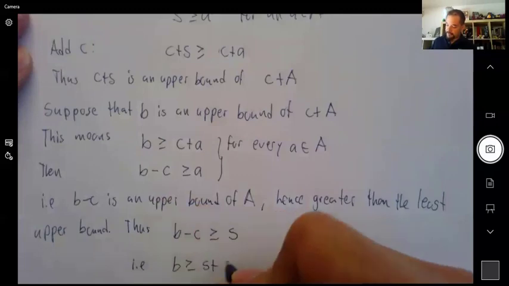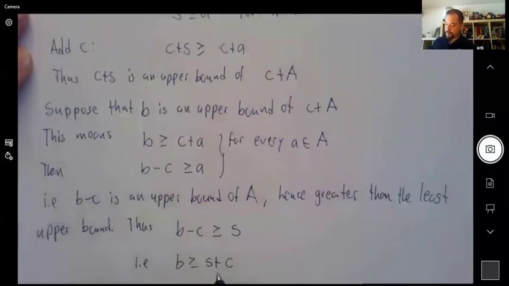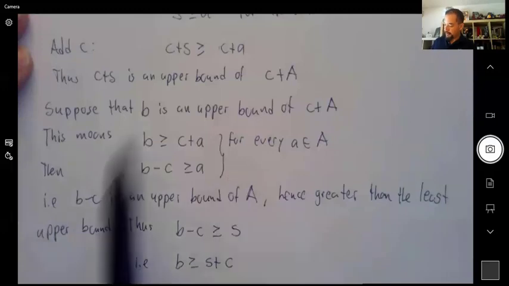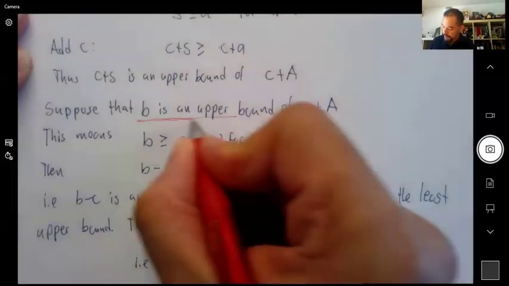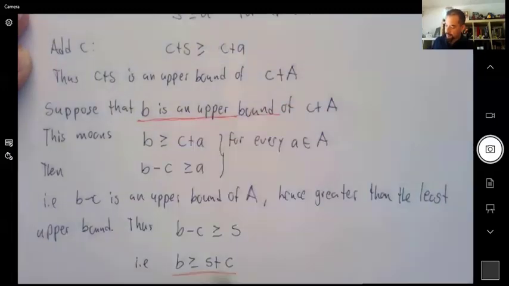And then what this is telling us is that C plus S is smaller than any of the upper bounds, right? Remember, we started with an arbitrary upper bound, and I just showed over here that this number S plus C is smaller than that upper bound. And S plus C is an upper bound itself. So this means S plus C is the least of the upper bounds.